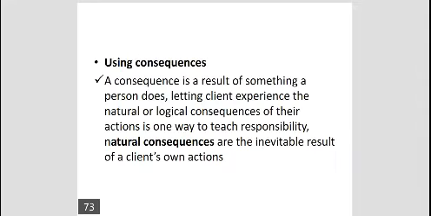Next, let's see using consequences. A consequence is a result of something a person does. Letting the client experience the natural or logical consequences of their actions is one way to teach responsibility. Natural consequences are inevitable, a result of a client's own actions.